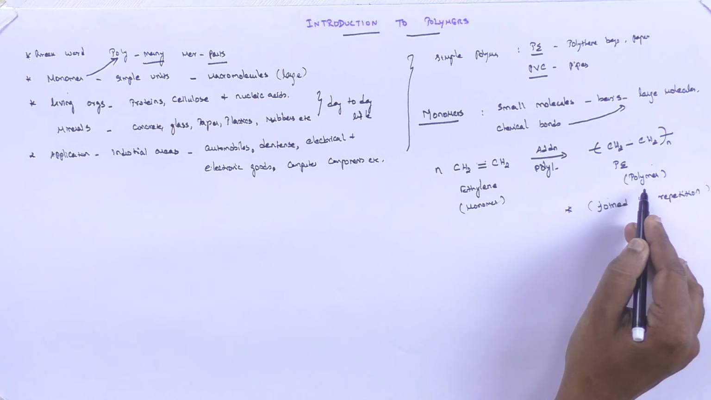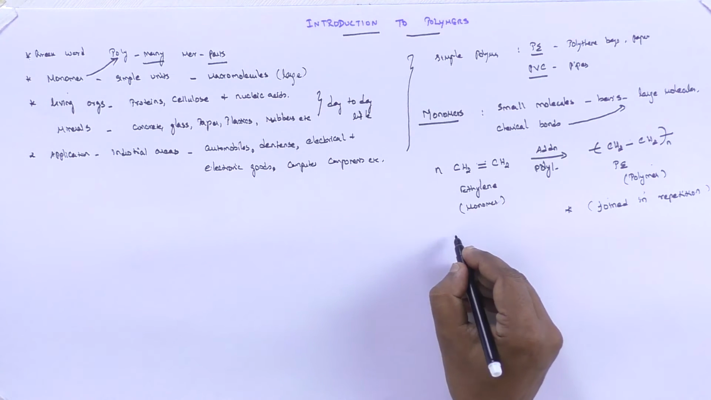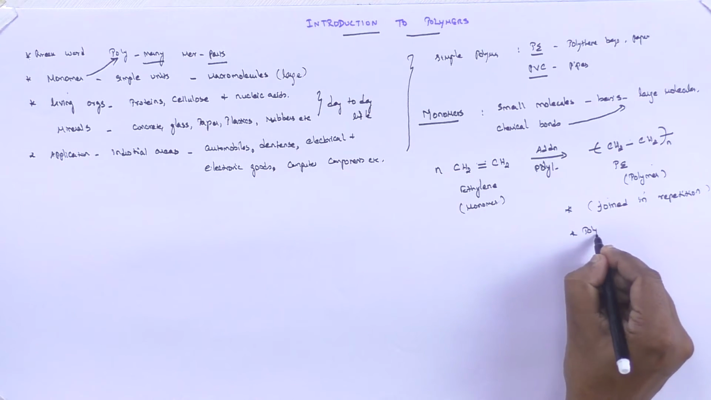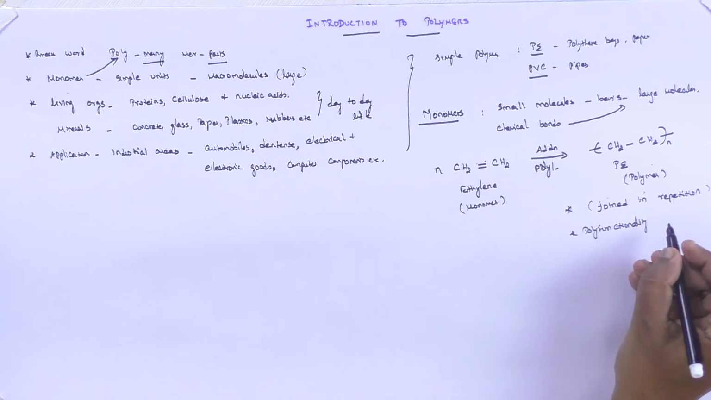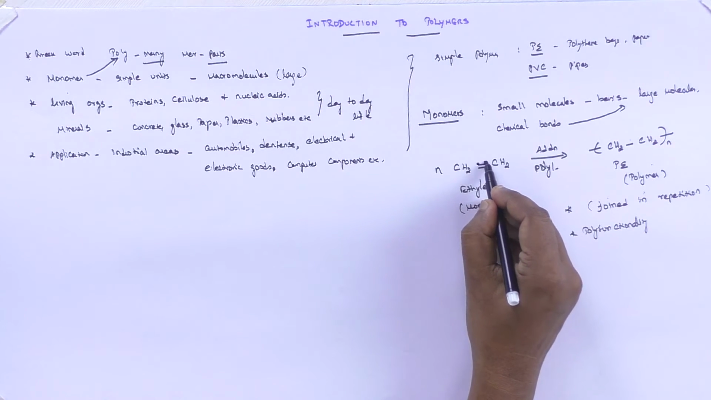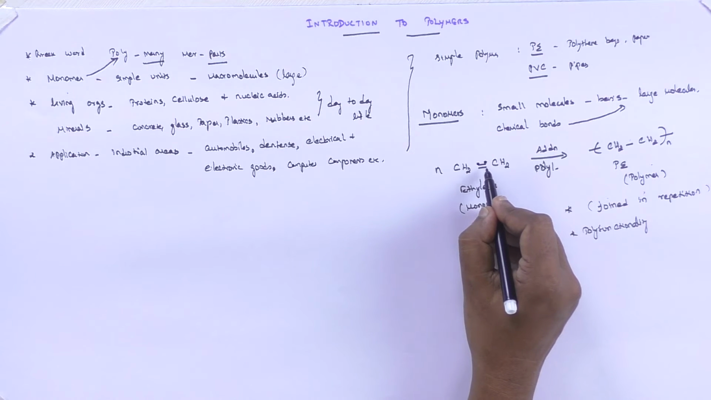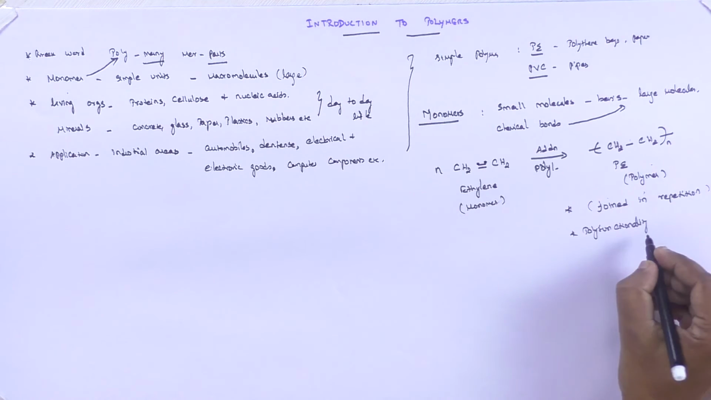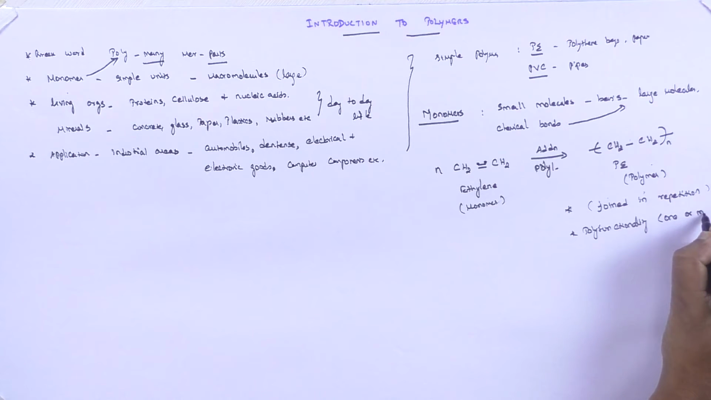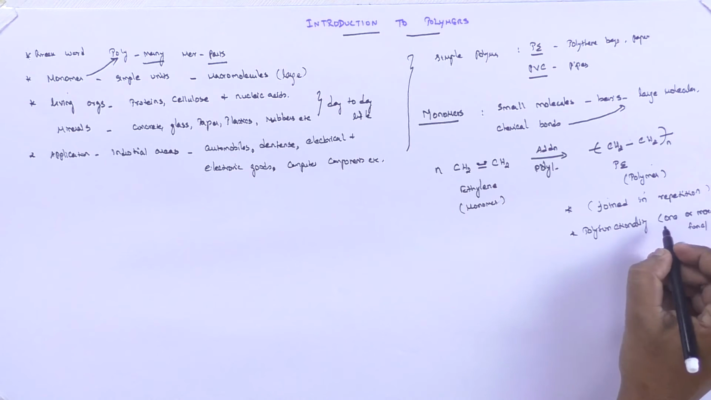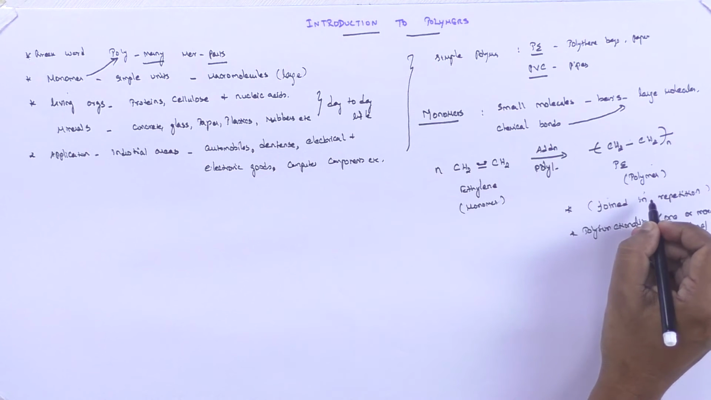And if you see, the essential feature of a monomer is its polyfunctionality. You can see the presence of a double bond, a conjugate double bond, which is very much essential. Otherwise, the presence of one or more functional groups is necessary for a monomer to form a polymer.